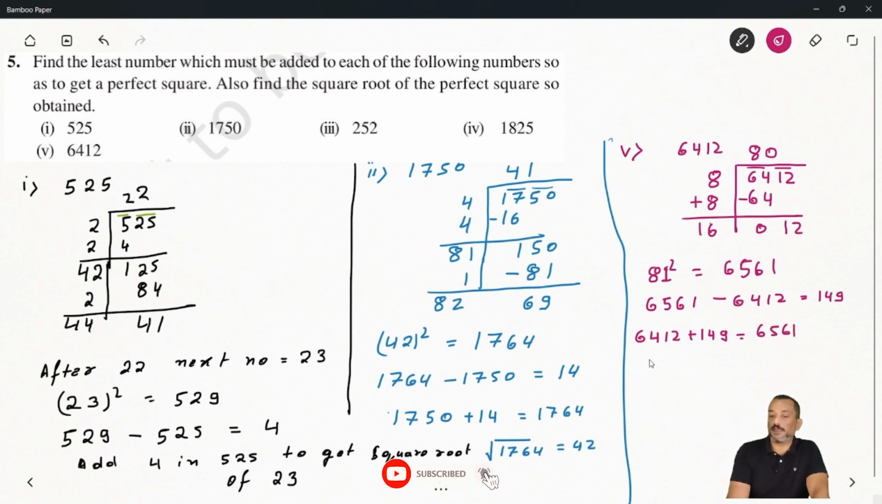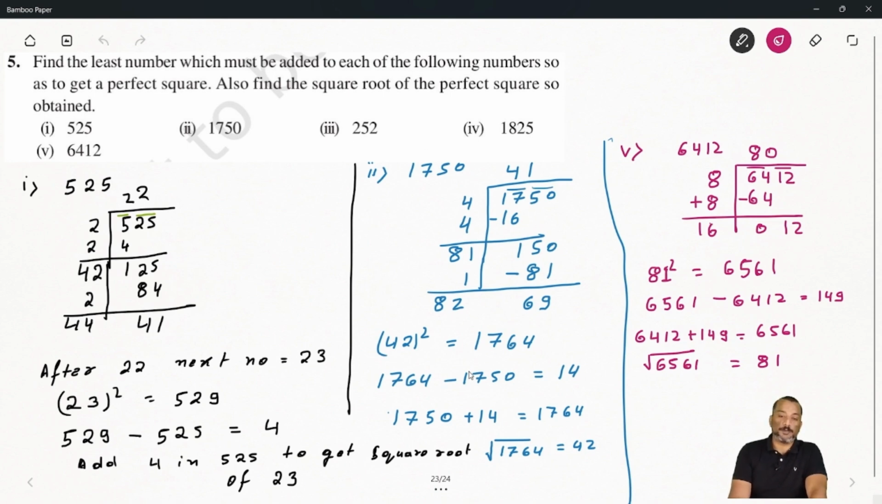6561 and there perfect square of 6561 you will get 81. Hope it's clear. So this way we will solve this type of question. Now, the remaining two, the third one and the fourth one, I think you are able to solve.